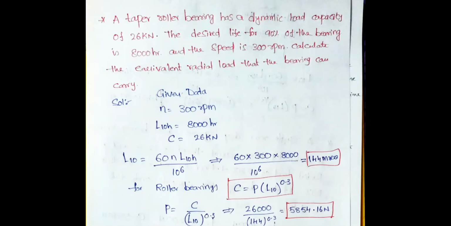Now substitute this L10 value in the actual relation, L10 equal to (C by P) whole power p. After rearranging the terms, you get P equal to C by L10 whole power 1/p. Here p is 10 by 3, so substituting the values, you will get 5854.16. This is the actual answer for this particular problem.